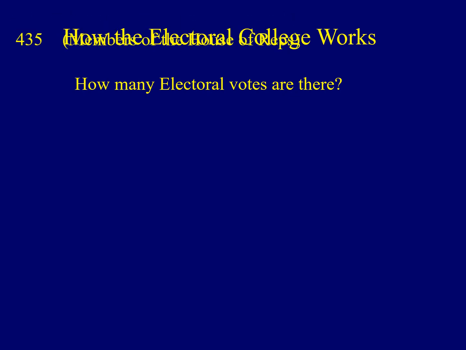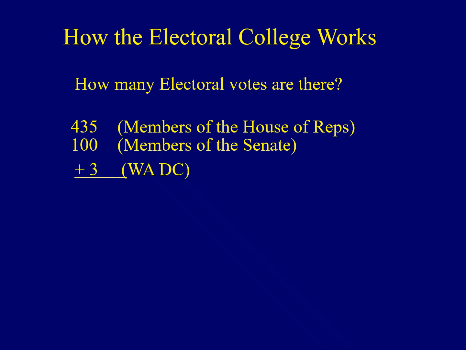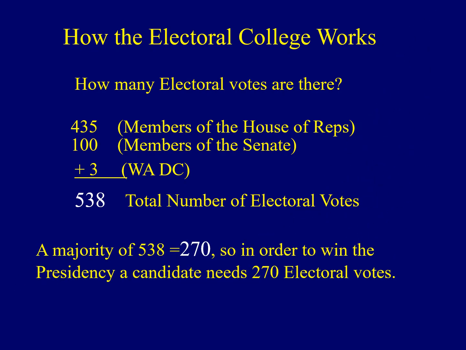First of all, we start with the number 435. That's the number of members of the House of Representatives. Then you add 100 because that's the total number of members of the Senate. Then you add 3 because Washington, D.C. is not a state, but it's treated like a state when it comes to a presidential election. The total number of electoral votes available is 538. A majority, or over half, of 538 is 270. So that's where we get the number of 270 electoral votes that a candidate needs in order to win the presidency.